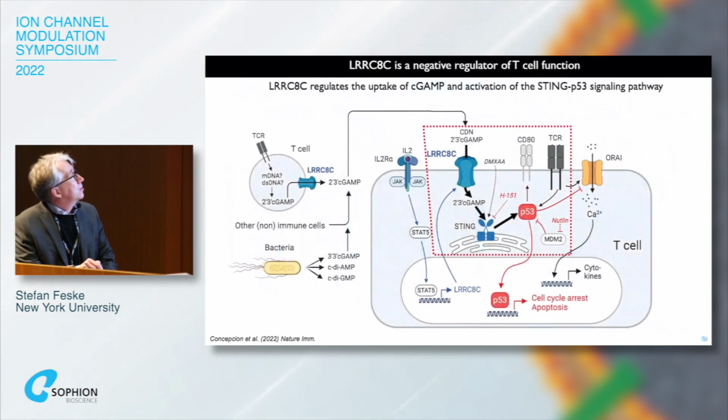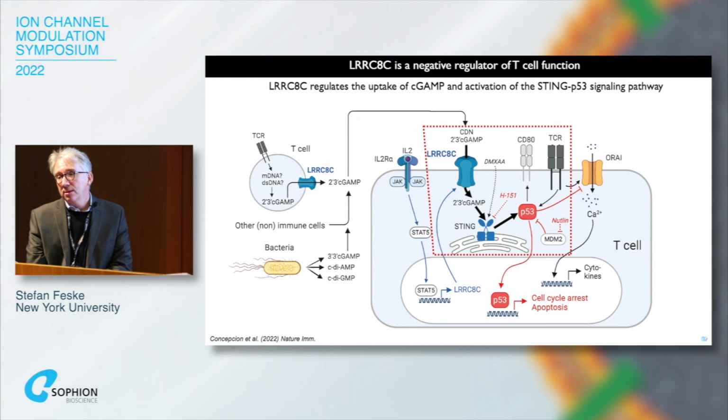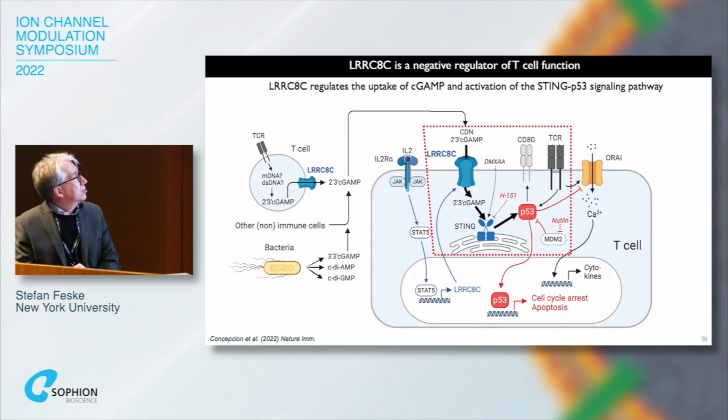We took cues from Lingjun Li's lab at Stanford and others that showed that LRRC8A is actually an uptake channel for cGAMP. cGAMP is a second messenger. It's a cyclic dinucleotide that is produced in innate immune cells by an enzyme called cGAS. And cGAS responds to intracellular DNA from viruses and other sources. But cGAMP can also be taken up through channels. And in T cells, that is LRRC8C.